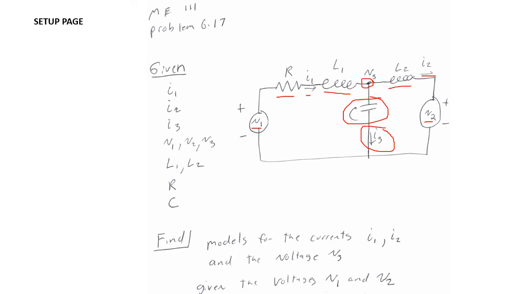So all the information that I have here: I have my I1, my I2, my I3, my voltages V1, V2, V3. I have my L1 and L2, my resistance R, and my C value here. And they want us to find a model for the currents, our I1 and I2, and for the voltage V3, given our input voltages V1 and V2.